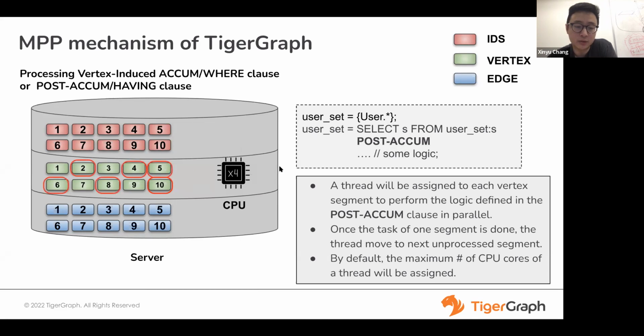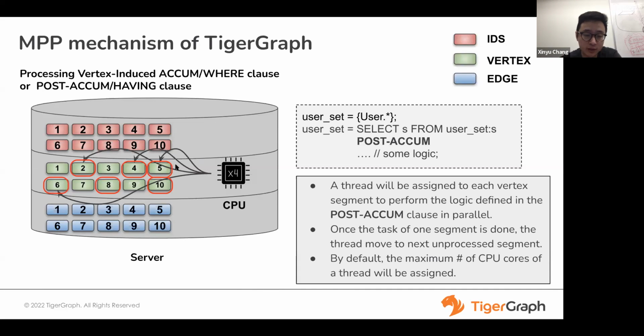So the first thing the system will do is find all the vertex segments that belong to the user type, and then based on the number of threads in the thread pool, we will pick 4 segments to be processed at the same time. And you can see that between the segments, the job is done concurrently, but within each segment, the job is done sequentially, right? So this is how we parallelize the process with multiple CPU cores.